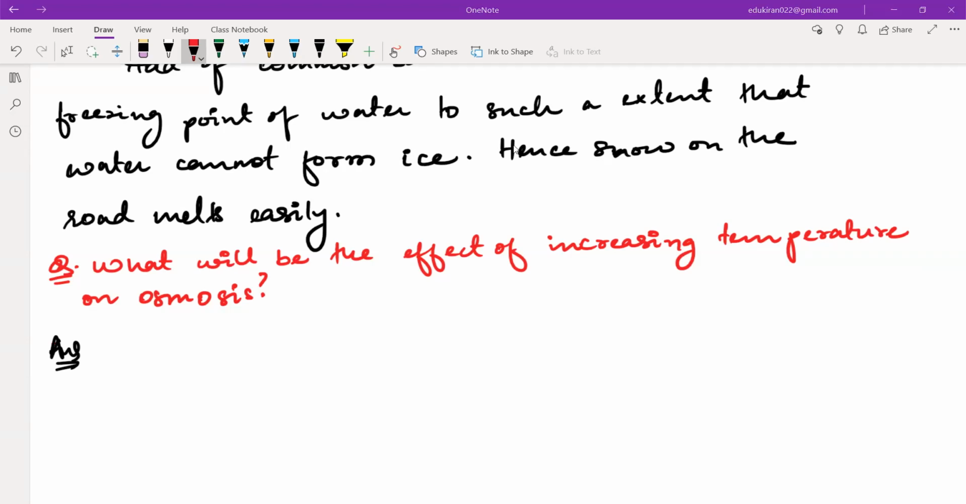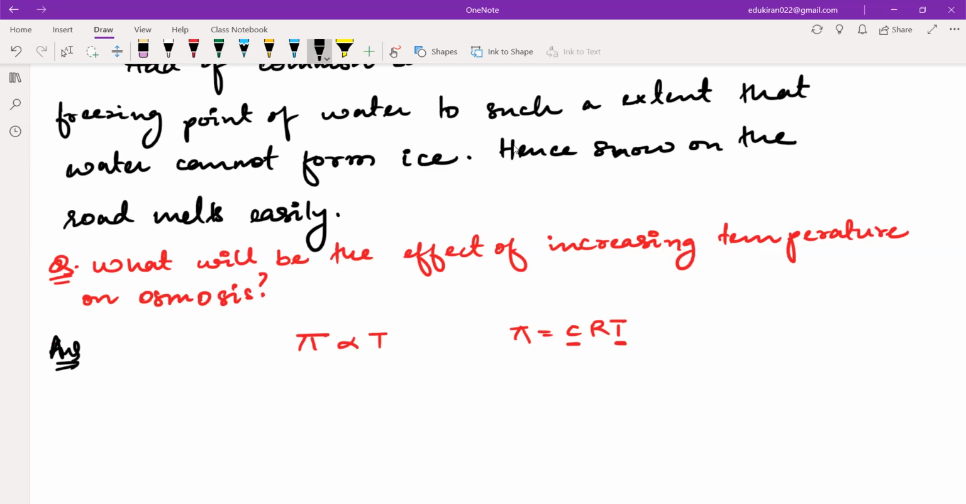Very good. Yes. You all know pi. It is directly proportional to temperature. Now, see, pi is equal to CRT, right? So it is directly proportional to concentration as well as temperature, right? And that is why what will happen.